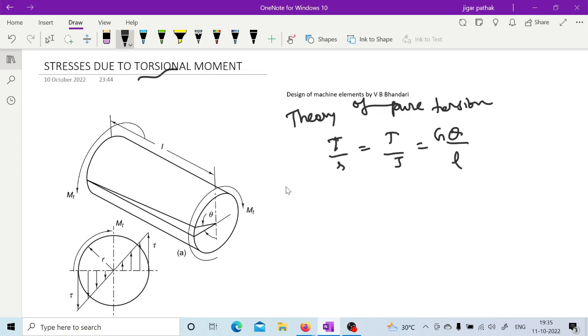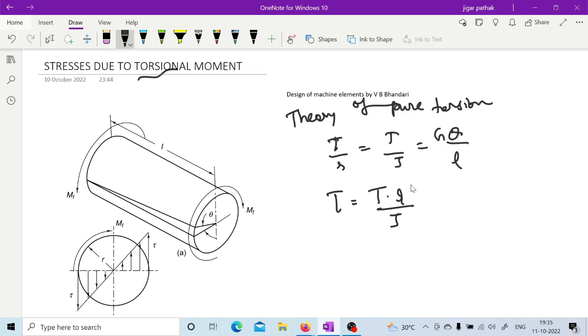So here this tau can be considered as torque into radius upon the polar moment of inertia, right? So this is how you can have different types of stress generated. And this theta can be calculated if you use this relation, T upon J is equal to G theta by L, and if you replace T with G J theta by L, then you can find the value of theta.